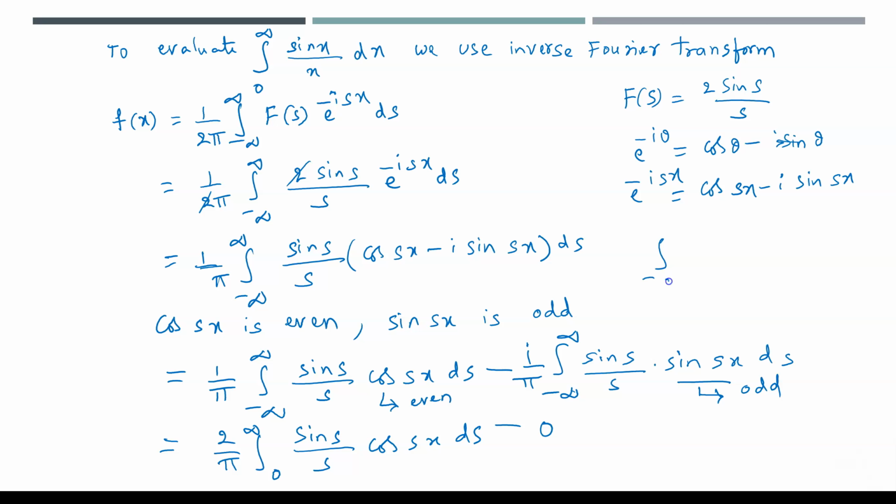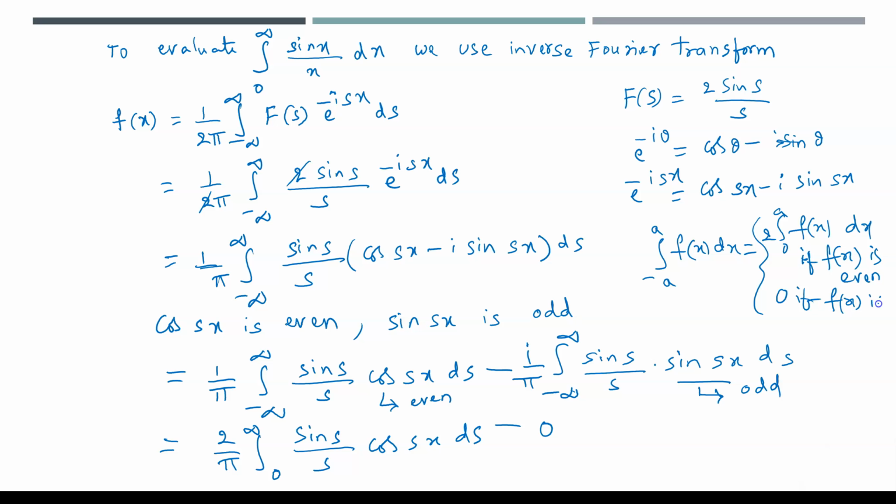What is that? Integral minus a to a f(x) dx equals 2 integral 0 to a f(x) dx if f(x) is even, which is equal to 0 if f(x) is odd. So according to this, the second integral becomes 0, and this first integral becomes 2 by pi integral 0 to infinity sin s by s cos sx dx.